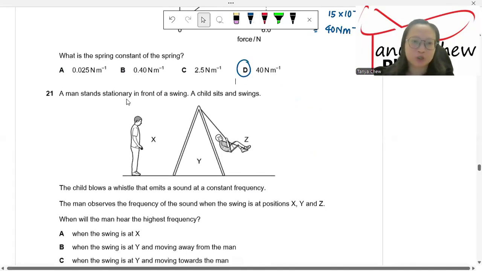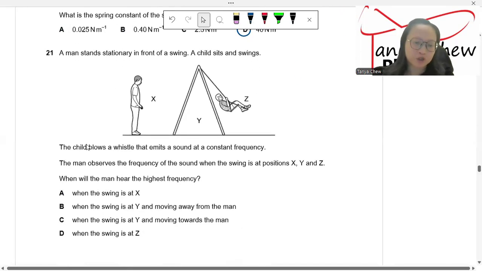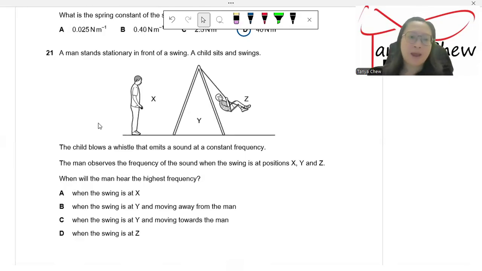Question number 21. A man stands stationary in front of a swing. A child sits and swings. The child blows a whistle that emits a sound at a constant frequency. The man observes the frequency of the sound when the swing is at position X, Y, and Z. When will the man hear the highest frequency?